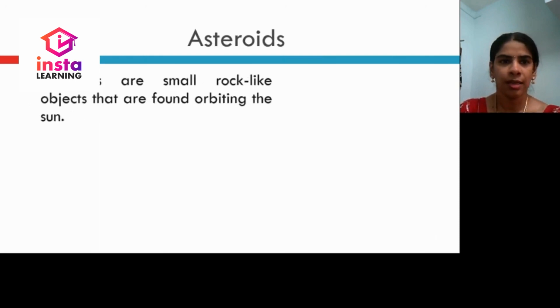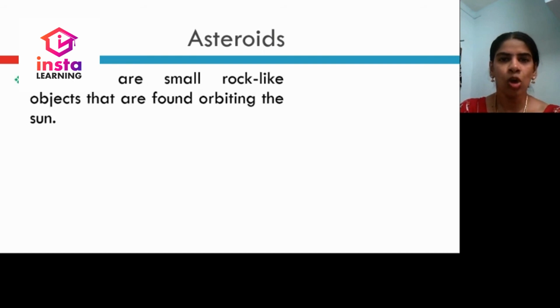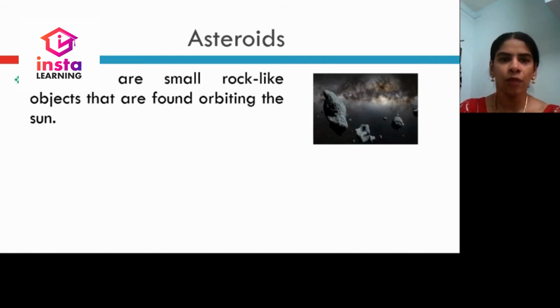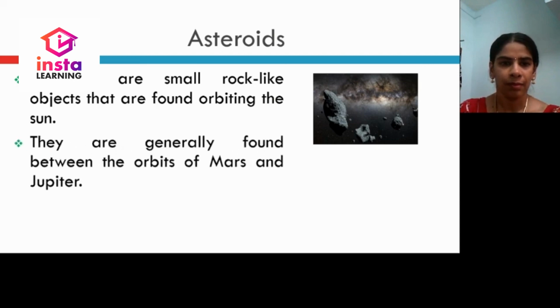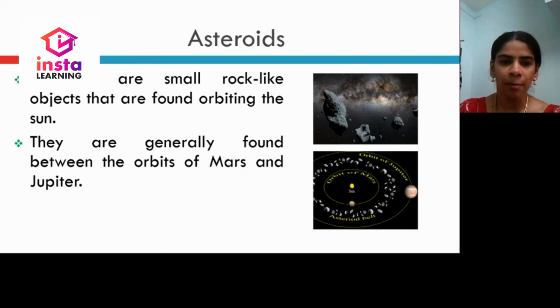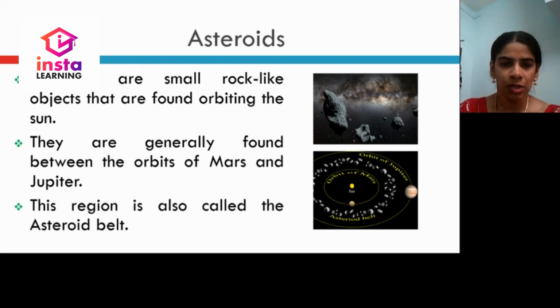Asteroids. These are small rock-like objects that are found orbiting the Sun. They are generally found between the orbit of Mars and Jupiter. This region is also called the asteroid belt.